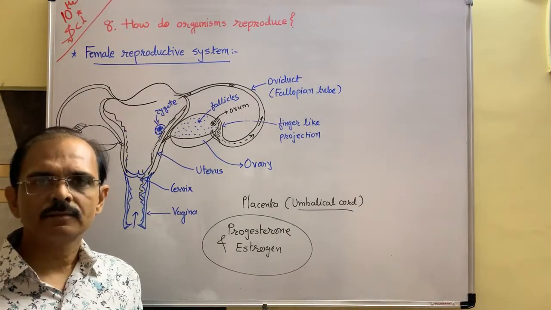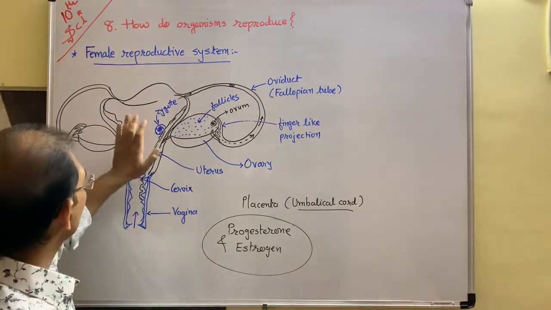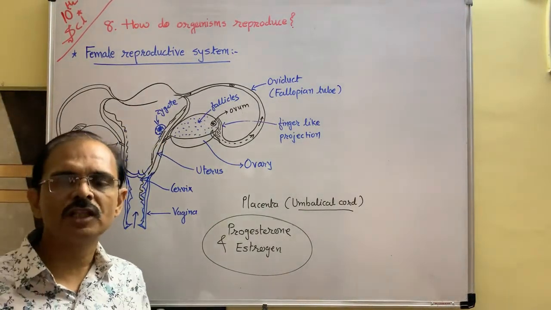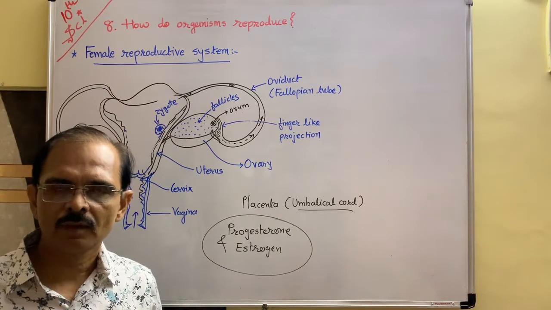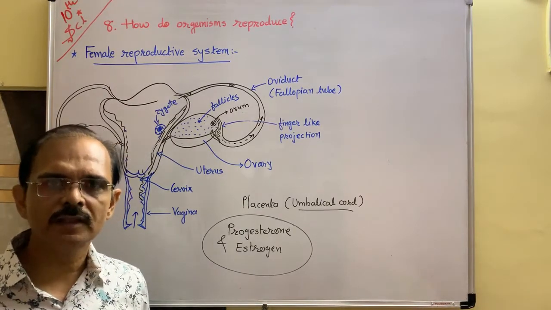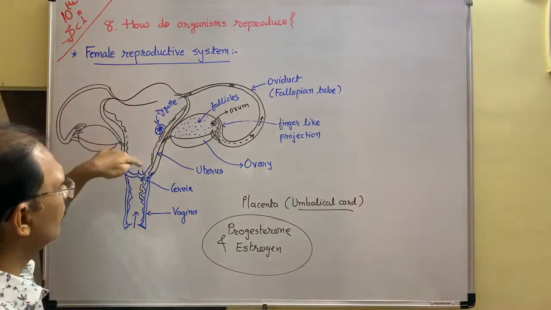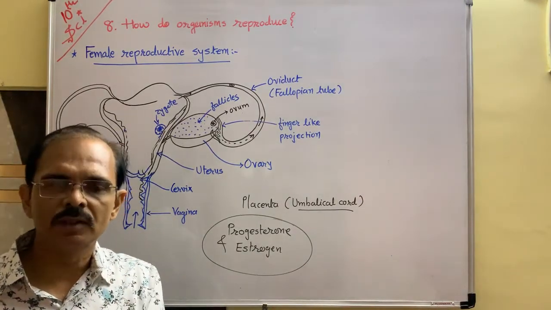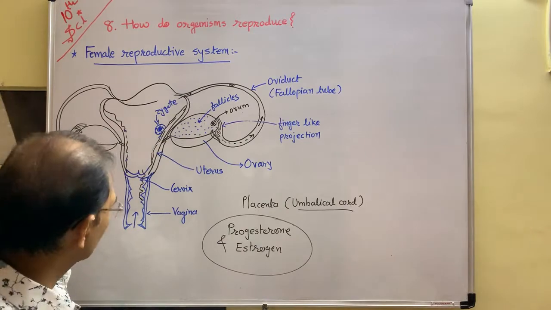The 280 days or 9 months in which the baby remains in the uterus is known as the gestation period. Right? Try to remember all these things. Gestation period means the 9 months in which the baby remains in the uterus and develops. That is called gestation period.